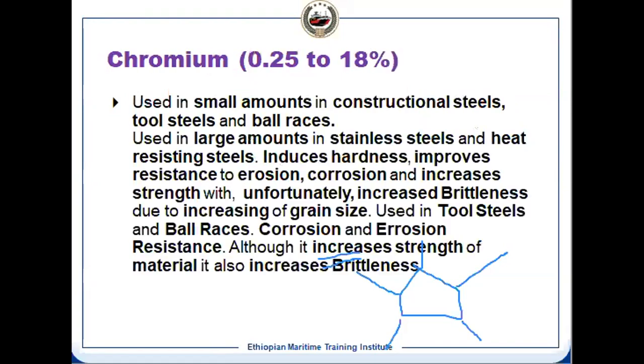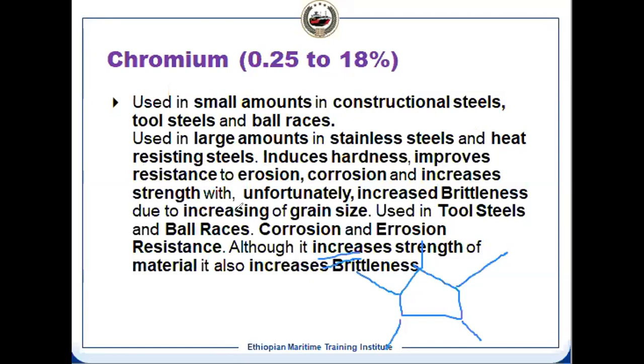Chromium is another one widely used in small amounts. Stainless steel has a chromium percentage, and it is 0.25 to 18, and it is heat resistant steel. It means when the steel is working at high temperature, it gives us heat resistance and corrosion resistance, erosion resistance. It has a lot of properties. It improves the steel if we use chromium.